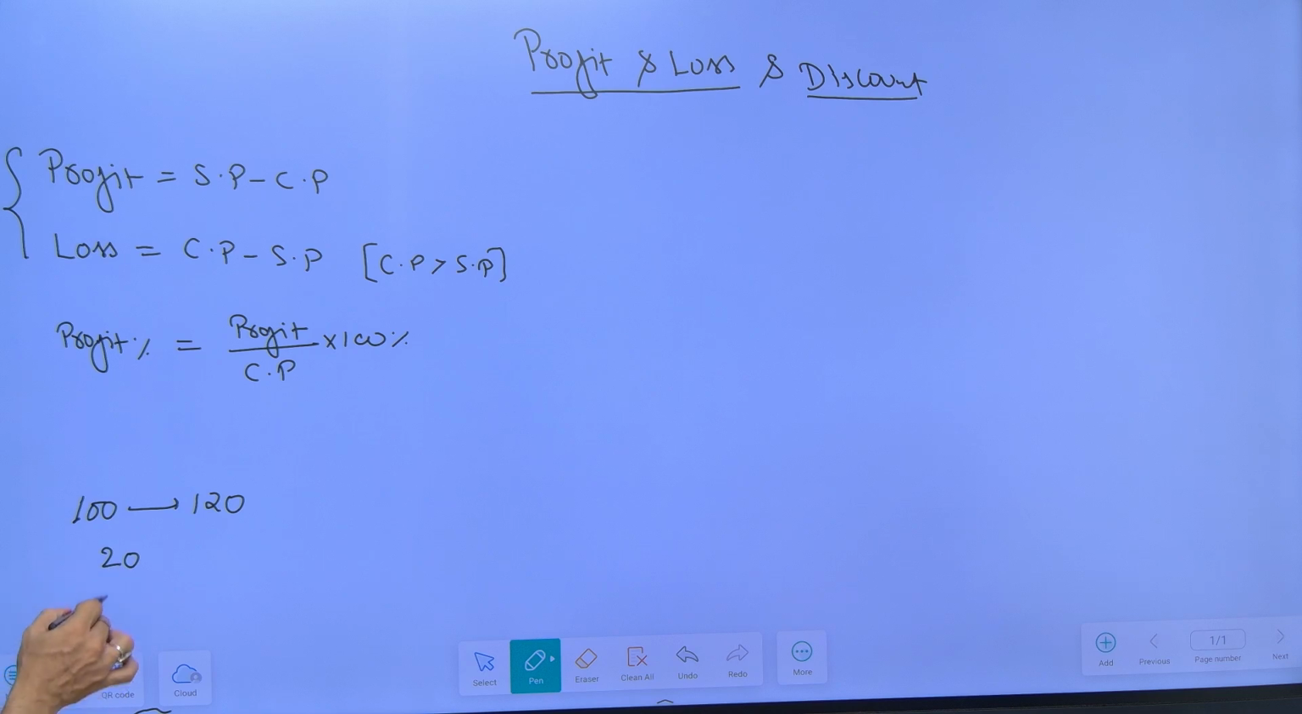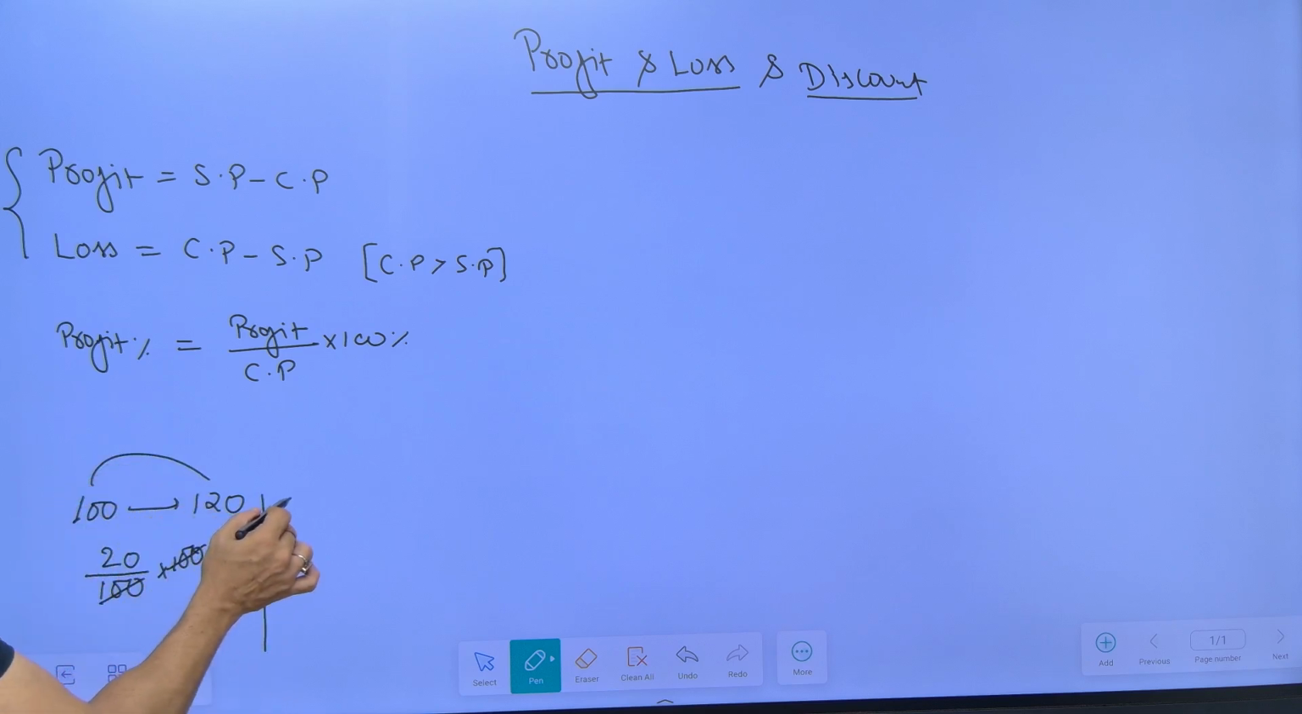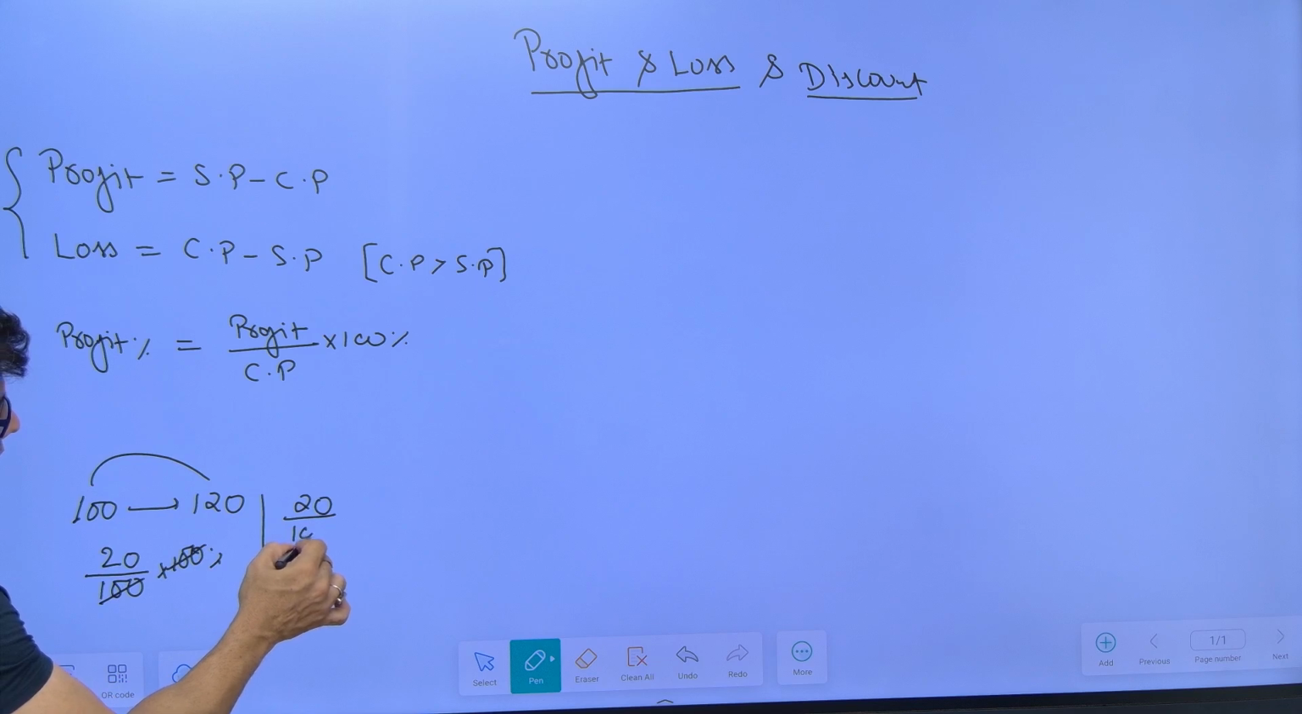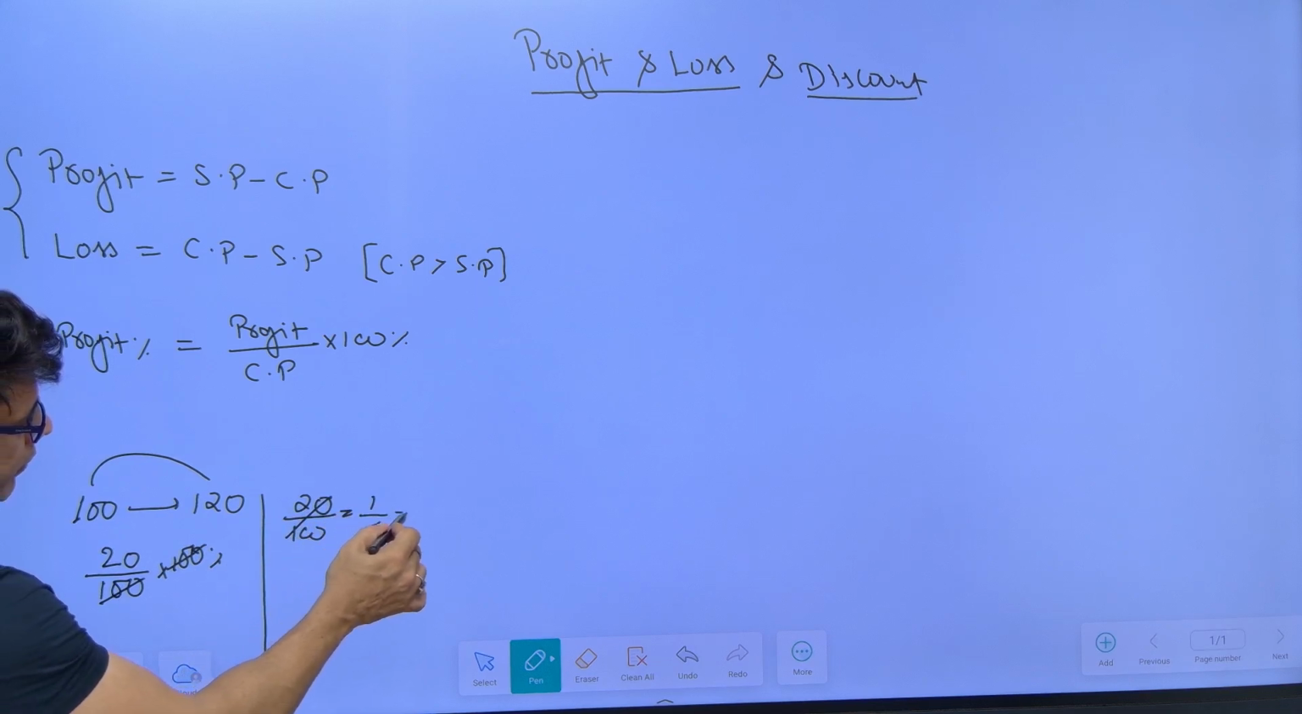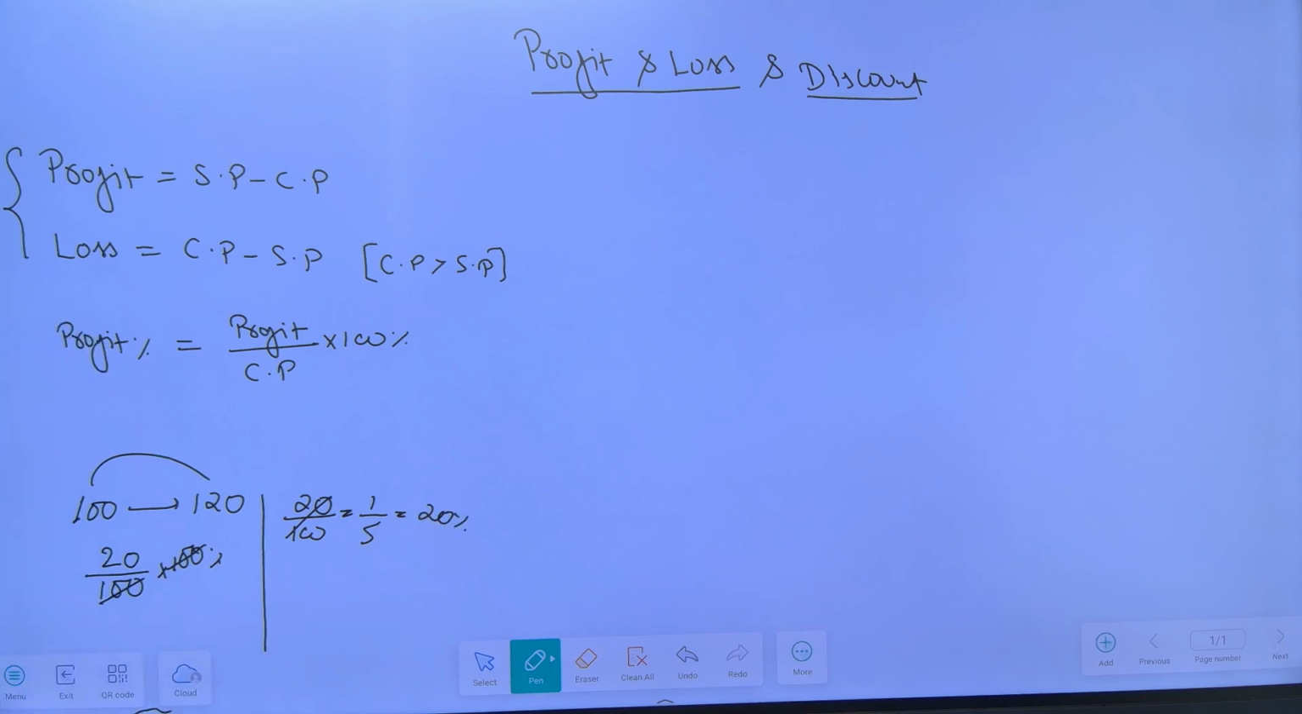In terms of percentage, I need some value. That value is called initial value. In this case, it is called cost price because you are making 20 rupees profit on 100. And to convert this into percentage, multiply 100 sign of percentage. Right? Answer is 20%. Or else 100 is becoming 120. It is 20 by 100, which is equal to 1 by 5. And 1 by 5 is also equal to 20%.